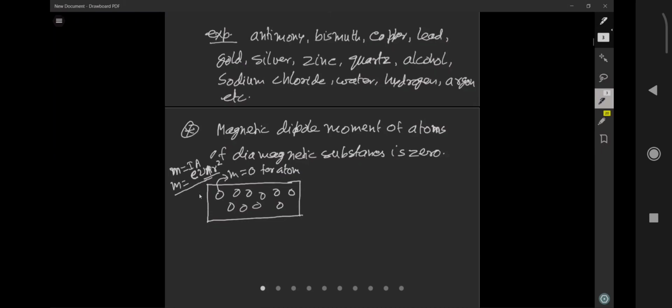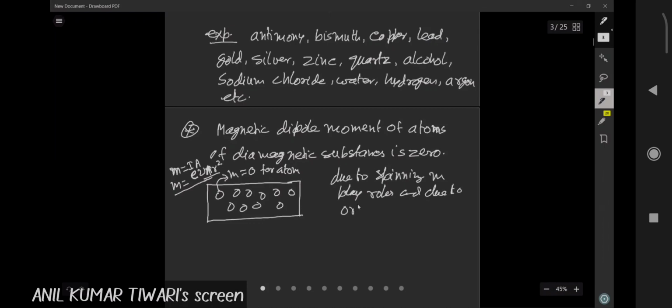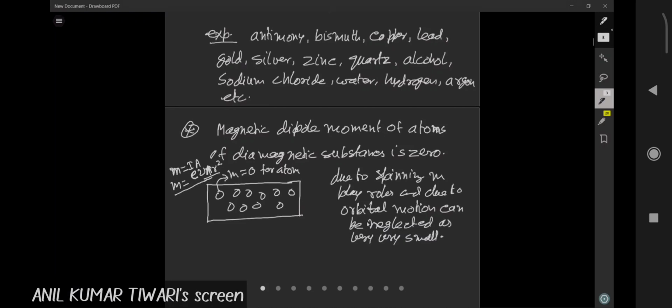But the thing is that the contribution due to the orbital motion can be neglected as very, very small. So the contribution because of the orbital motion is negligibly small. So we are basically considering the spinning. The question is that if the magnetic dipole moment of an atom depends upon the spinning of electrons inside the atom, then how can it be zero?